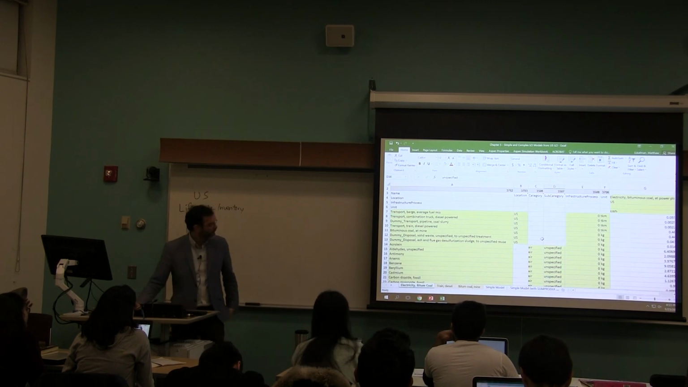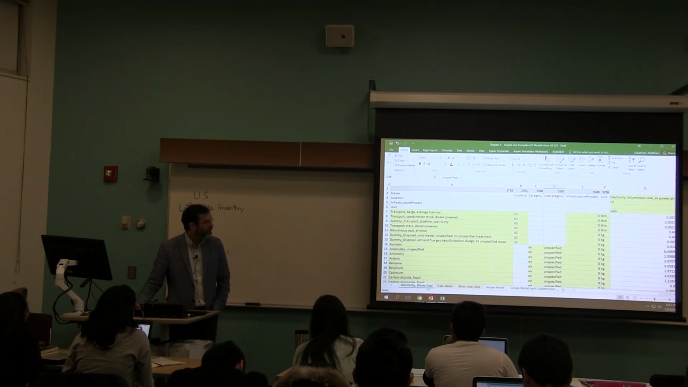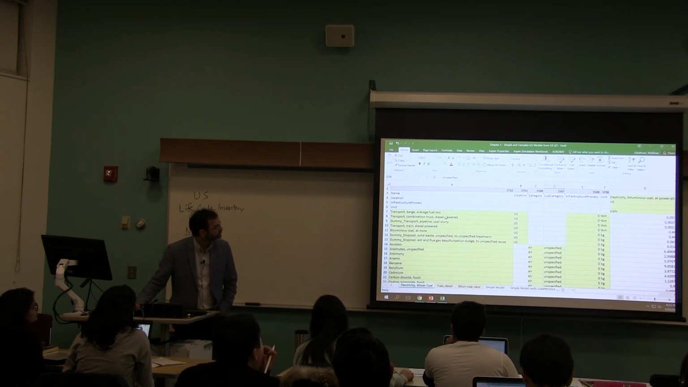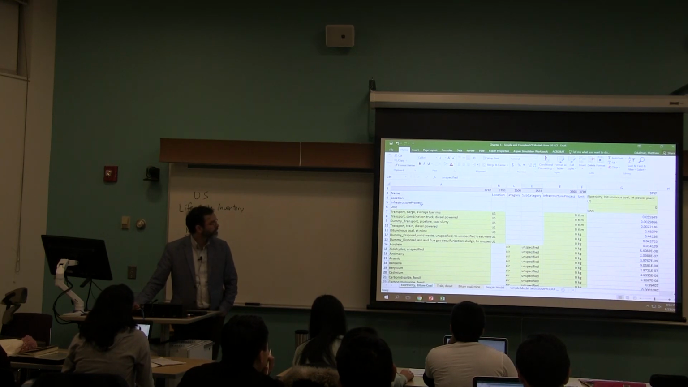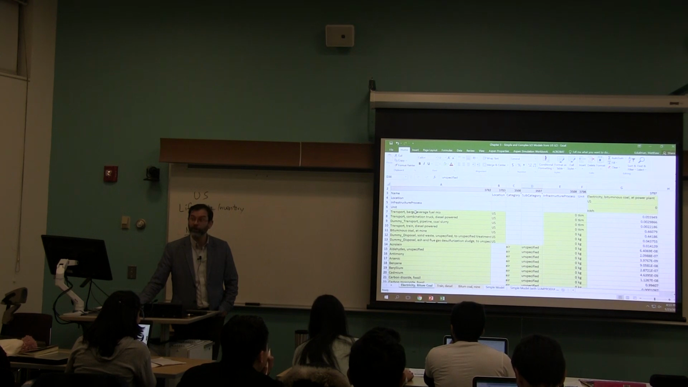So let's just go through it together. This is the unit process for electricity from bituminous coal. I'm going to shrink this a little bit so we can fit it over. All right, so here's how to read it. These are the different inputs or outputs. So these are the flows associated with the unit process.